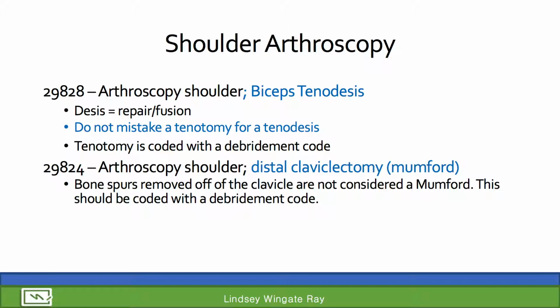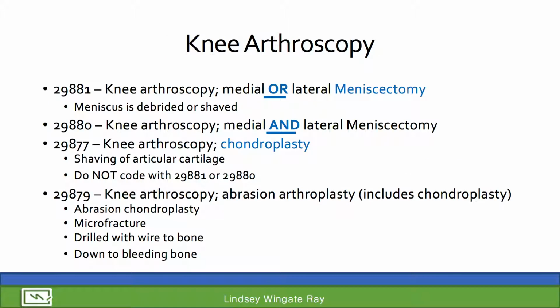29824 is a distal claviculectomy, also called a Mumford. Commonly on your distal clavicle, bone spurs will appear. When these are excised, this is not considered a distal claviculectomy Mumford. This is a debridement. So make sure you write this next to this code in case you try to get tricked on this.